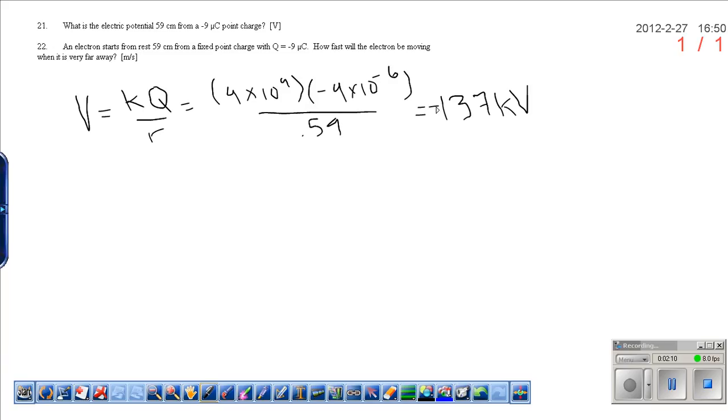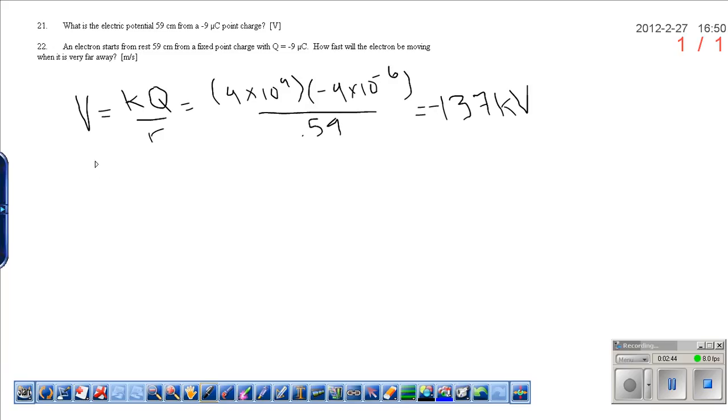Almost made an error. So now on number 22, we're going to put an electron 59 centimeters from this gigantic minus 9 microcoulomb charge. We're going to see what happens. So the question is, how do we translate potential into velocity? Well, you'll remember that in mechanics we would say if a hill is height h, then any kind of mass that would be placed at the top is going to have potential energy mgh. When it gets to the bottom, it's going to have kinetic energy of 1/2 mv squared.